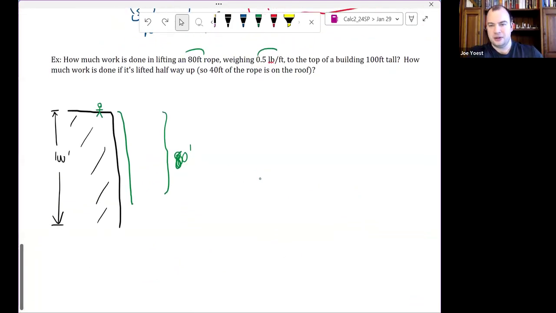Well, what I could do is look at each chunk of rope. I could take a chunk of rope of size delta X, another one. I could cut my rope, metaphorically speaking, into 10 or 100 or 1,000 little chunks. So I could have an ith chunk, say here. That ith little chunk of rope has distance delta X. It's 1 foot or half a foot or something, a little slice of rope. It has some weight.